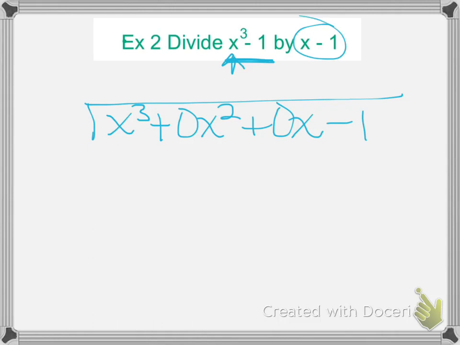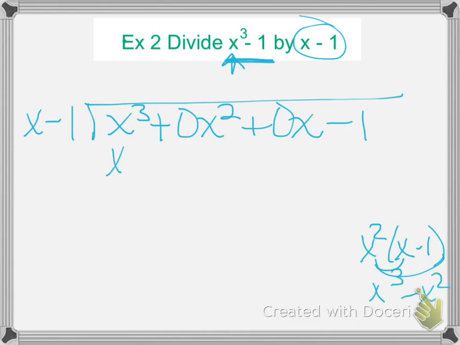And then we'll put this out front, x minus 1. This time I just have to divide. I don't have to factor everything else out. Times by x squared. So I'm going to take x squared times x minus 1. That's my first thing. And I get x cubed minus x squared. So that goes right here. And what I multiplied by was x squared, so that goes right above that.